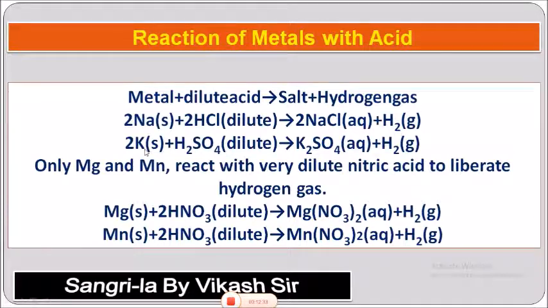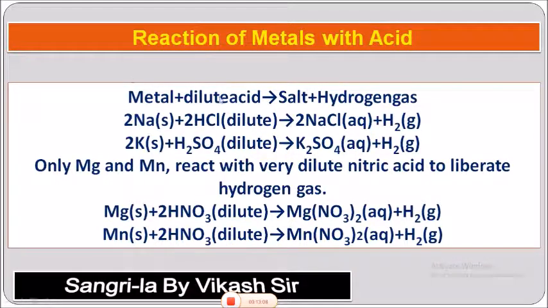Another example, you can see potassium plus H2SO4, that is sulfuric acid, we get potassium sulfate plus hydrogen gas. And remember that magnesium and Mn react with very dilute nitric acid to liberate hydrogen gas. You can see the reactions here: magnesium plus HNO3 gives Mg(NO3)2 plus hydrogen, and also manganese reacts with HNO3 and gives Mn(NO3)2, okay, plus hydrogen gas.